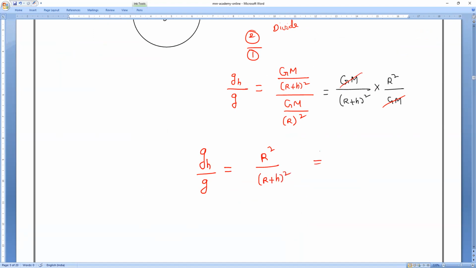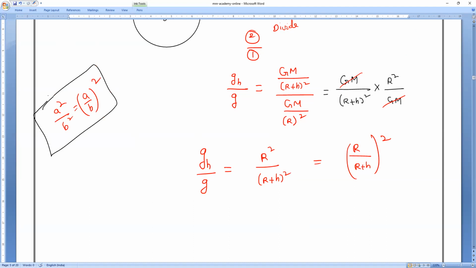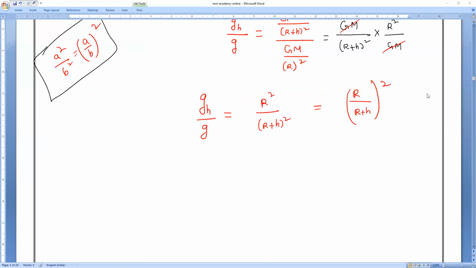Now you can see, can I write this as R divided by (R plus H), whole square? Any problem for anybody? A square by B square is equal to, can I write, A by B whole square? Can I write it, guys? Will you all agree with me? It's very simple. Understand? That's it.